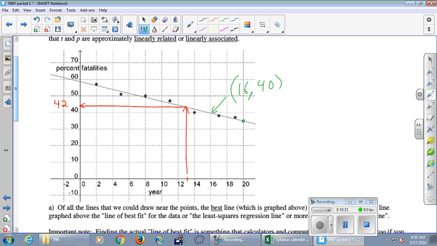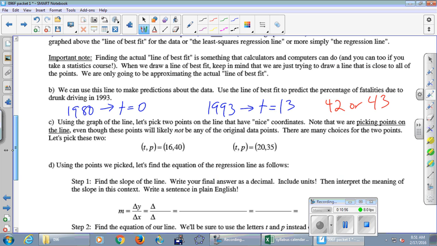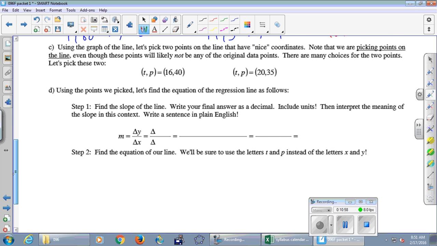Guesses for the coordinates of that point? 20, 35. Close. I mean, it's not going to be perfect. Nothing we do here is going to be perfect, but those are the 2 points that we're going to use. If you use 2 different points, you'd probably get a different equation, but that's okay. There's a lot of right answers today. So I've got our 2 points, 16, 40 and 20, 35.